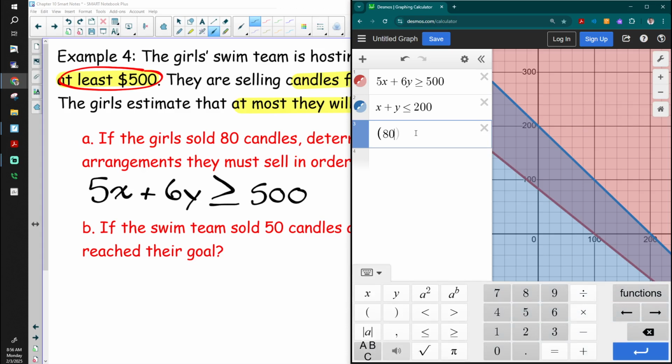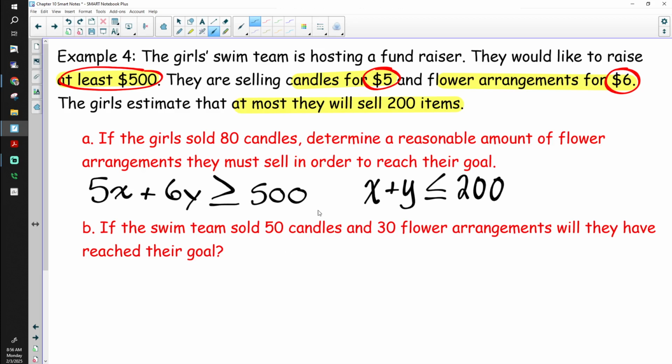If they sell 80 and 50, that works as well. 80 candles means we can do 50 flowers. Would work.